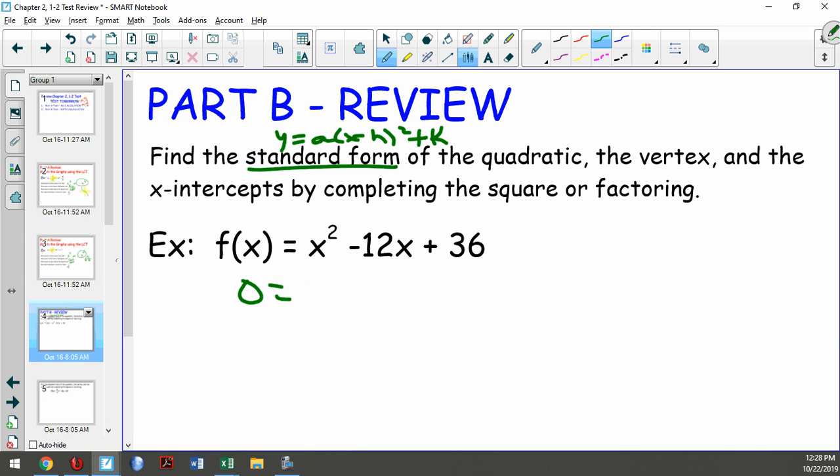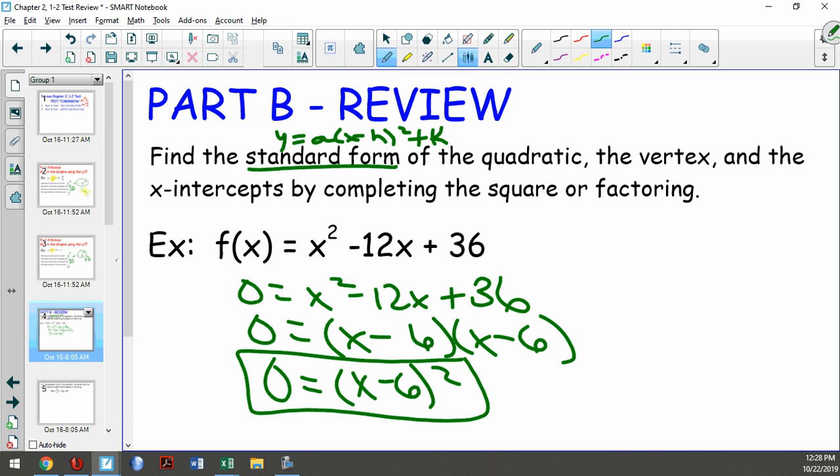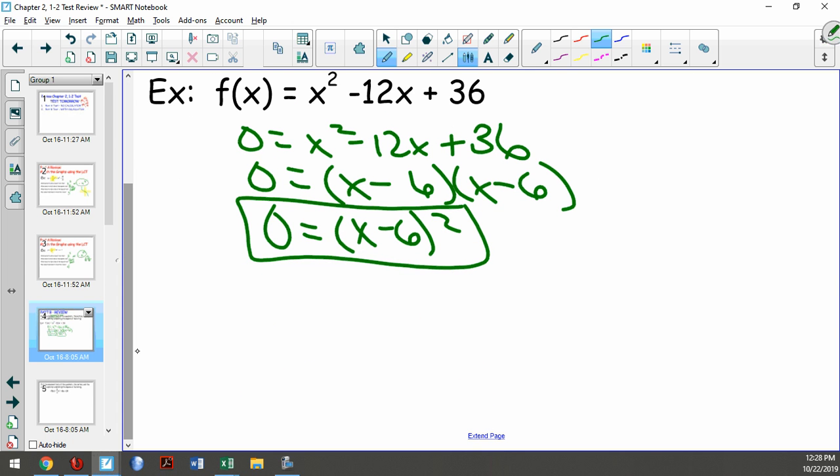So I have 0 is equal to x squared minus 12x plus 36. 0 is equal to x and x, 6 and 6, minus and minus. So what is my standard form? (x minus 6) quantity squared is my standard form. So if that's my standard form, what is going to be my vertex? My vertex is going to be (6, 0).